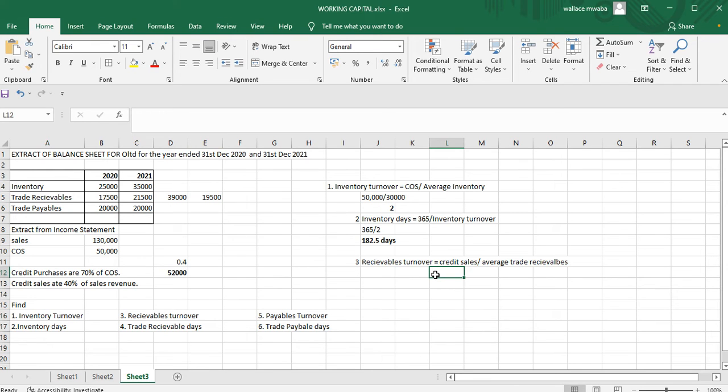So we'll say it's going to equal 52,000 divided by 19,500. Let's see what we get. 52,000 divided by 19,500 gets 2.6666. So we round it off to 3. Okay, this is the number of times our customers pay for their debts.